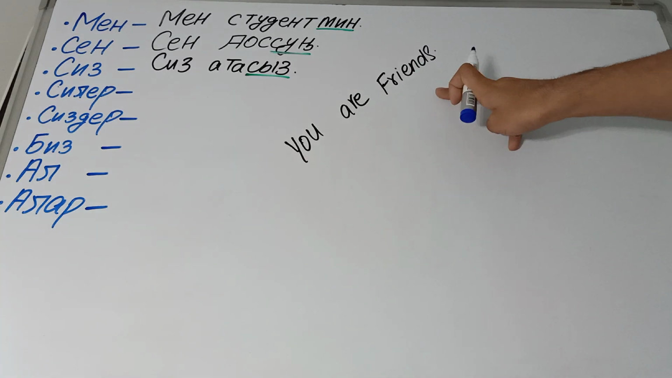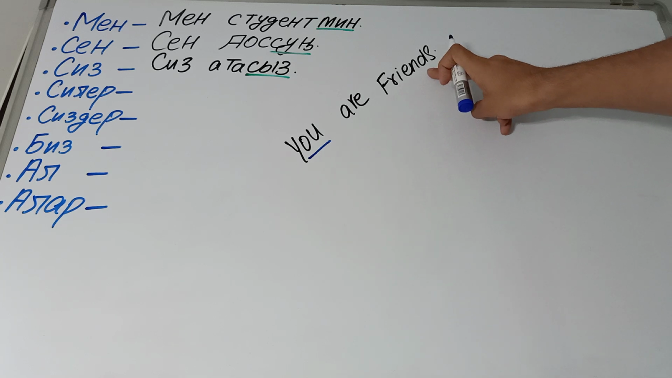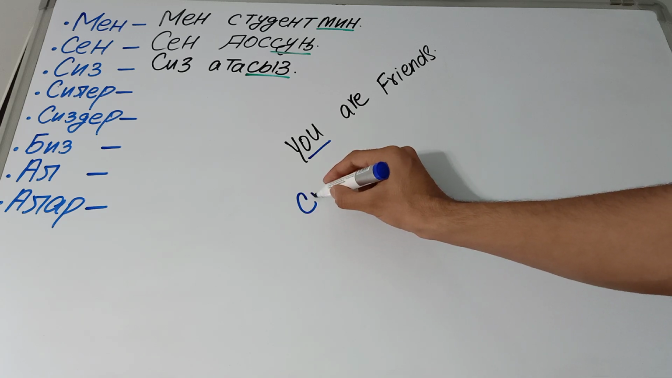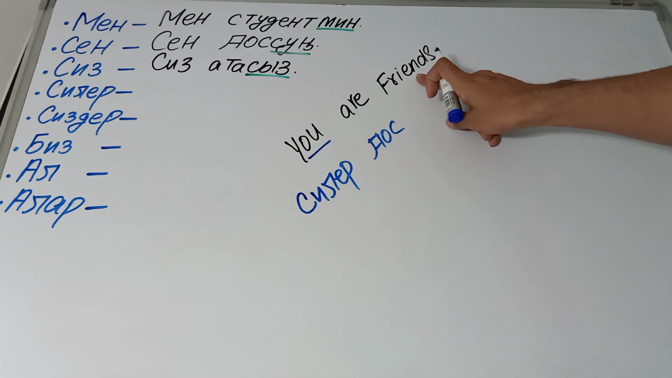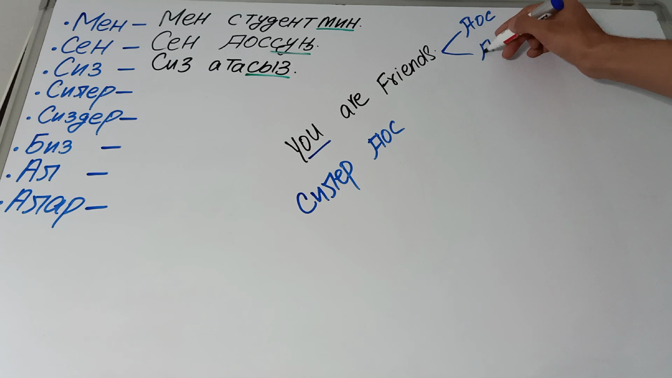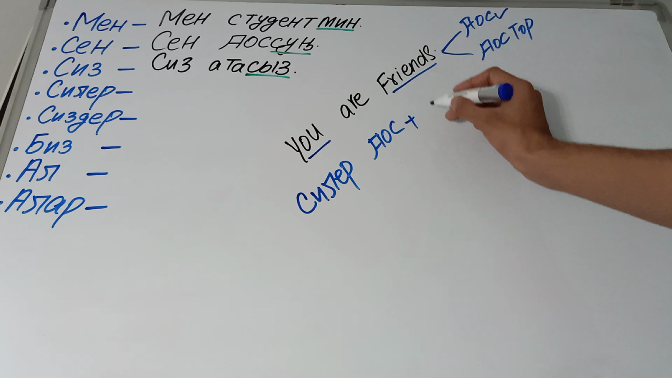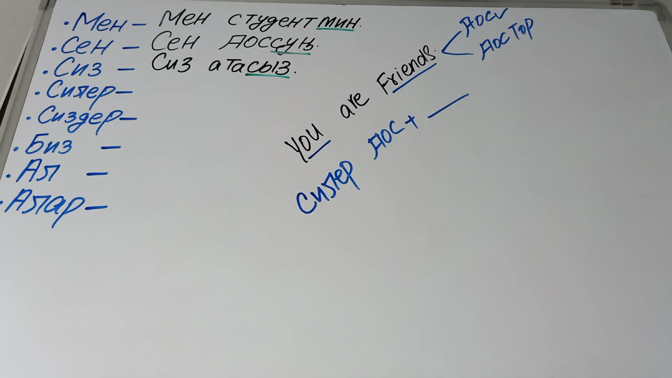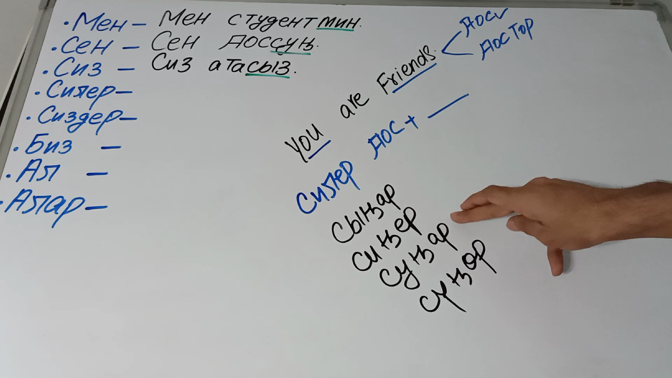Here we have the example, you are friends, and we will translate it. This you is for plural and informal, because friends are plural and informal. So here we will use the personal pronoun Siler, right? Now we will add here dos, friends, and for friends we can translate it in two ways, dos as well as dostor, right? So we will choose this one, dos plus the personal ending of the personal pronoun Siler. And we know the personal endings of Siler are four: Singar, Singer, Sungar, and Singer.